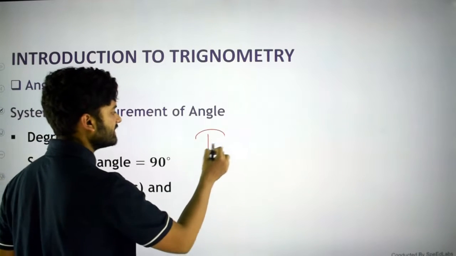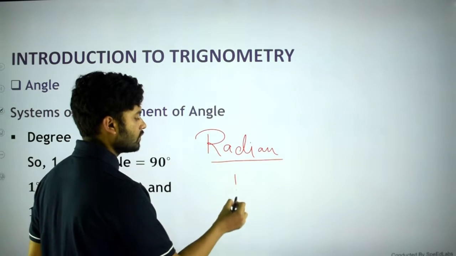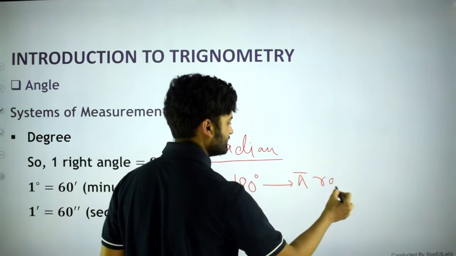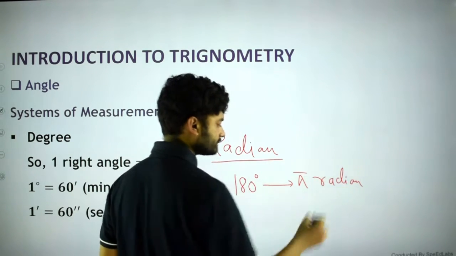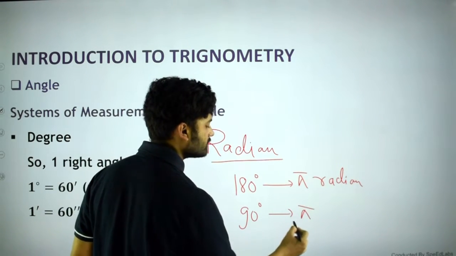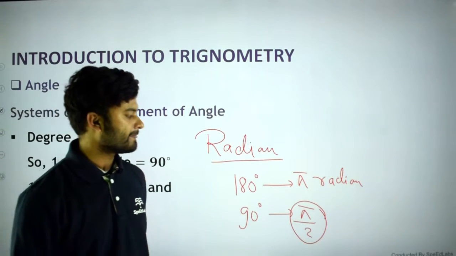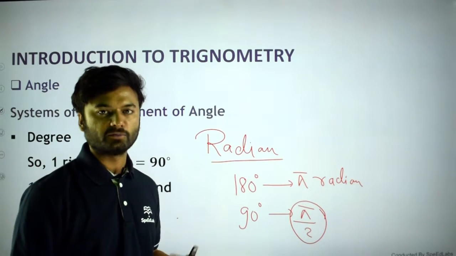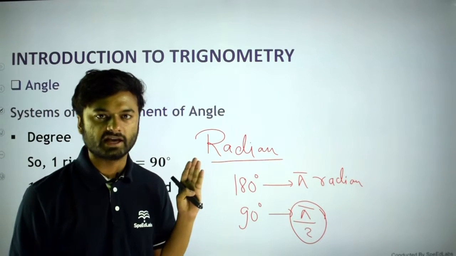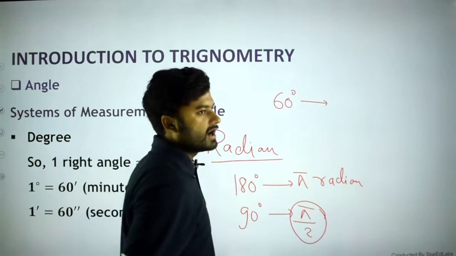Now what is a radian? Radian is another system in which we can measure the angle. 180 degrees is equal to pi radians. How much will 90 degrees be in radians? It will be pi by 2. So radian is another system to measure the angle. We have seen the degree and we have seen the radian. If someone asks you to convert 60 degrees into radians, how will you do that?